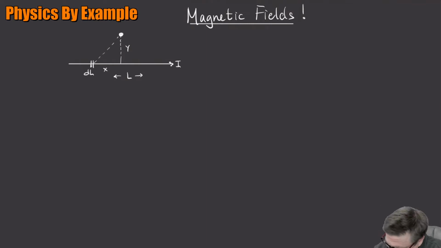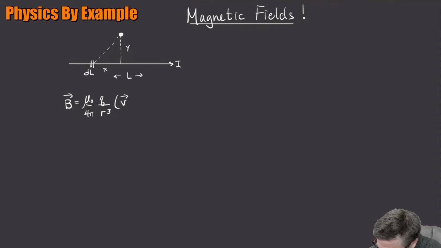So what we have to do is, let's see, we had this. B was mu naught over 4 pi, and then if it was just a point charge, I had my q over, I'll write it this way, r cubed, and then I was going to have a v cross r vector like that.